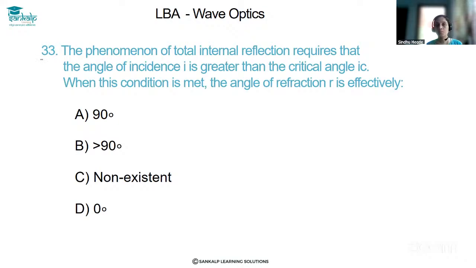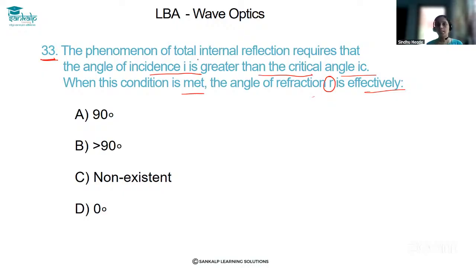Let us see question number 33. The phenomenon of total internal reflection requires that the angle of incidence is greater than the critical angle. When this condition is met, the angle of refraction r is effectively option A, 90 degree, option B, greater than 90, option C, non-existent, and option D, 0 degree.